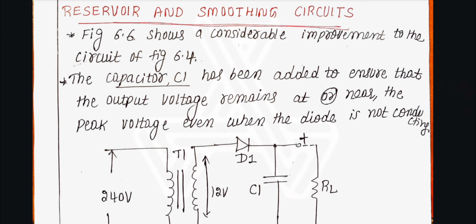Reservoir and smoothing circuits. Figure 6.6 shows the considerable improvement to the circuit of figure 6.4. The capacitor C1 has been added to ensure that the output voltage remains at or near the peak voltage even when the diode is not conducting. Simple half-wave rectifier with reservoir capacitor.